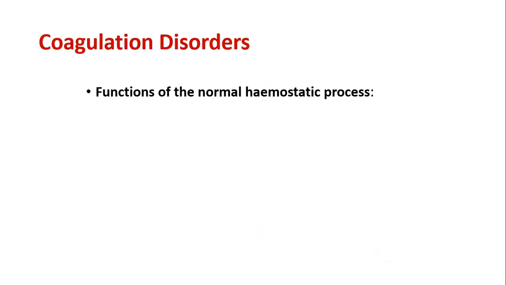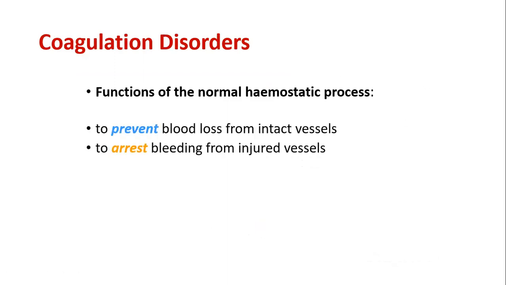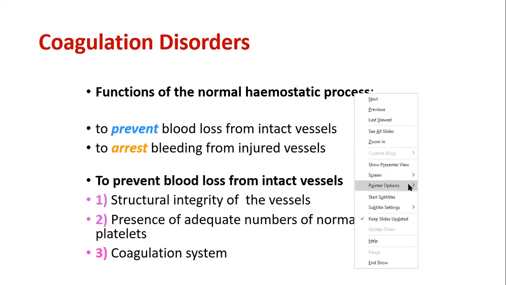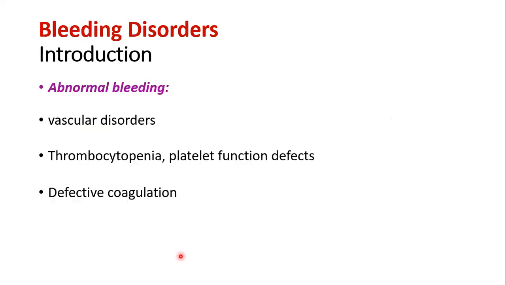So, coagulation disorders. The function of the normal hemostatic process is to prevent blood loss from intact blood vessels or to arrest the bleeding from injured blood vessels. This is very clear. Normal hemostasis basically keeps the blood vessels intact and the blood in the intravascular space, preventing it from going out. If there is bleeding, it will arrest the bleeding immediately and restore blood vascular function. To prevent blood loss from intact blood vessels, we need proper blood vessels, platelet functions, and coagulation.